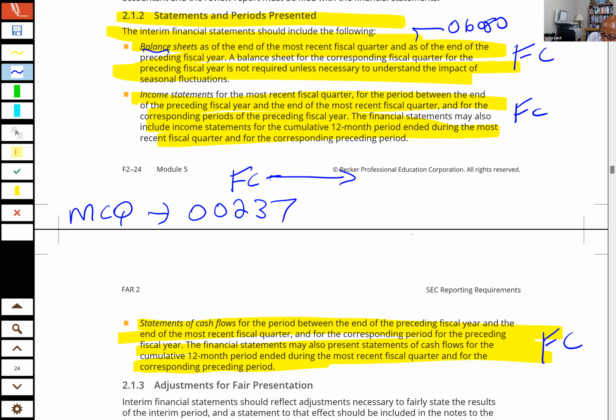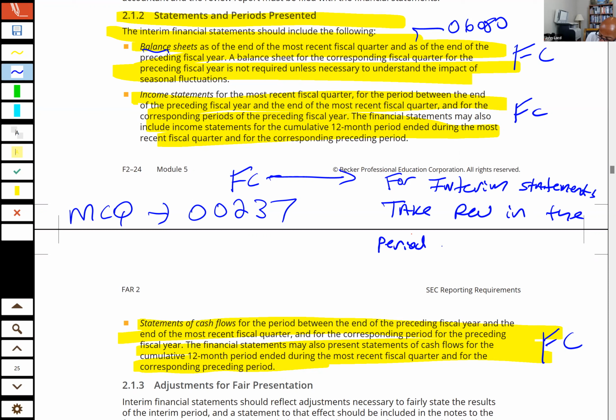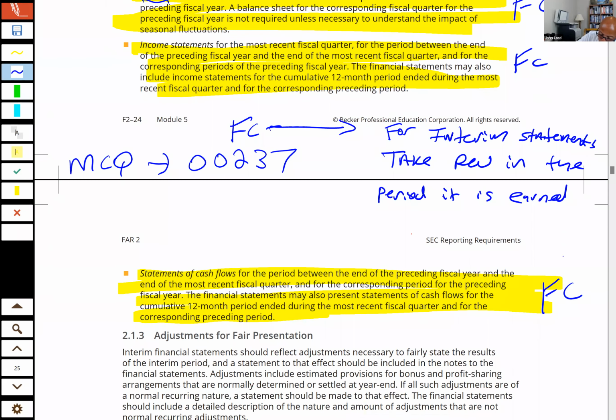And the flashcard that I want you to put right here is, for interim statements, we're talking about basically quarterly statements, take revenue in the period it is earned, allocate expenses to the periods benefited.